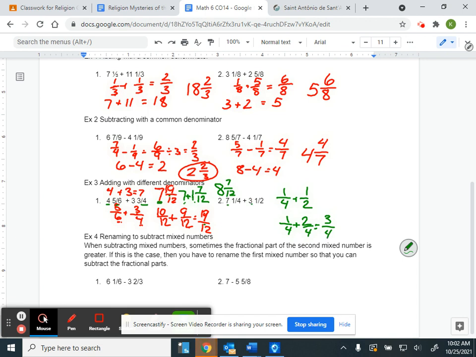Then we want to add our whole numbers together. 7 plus 3 is 10. We're going to put them together. 10 and 3/4. Am I done? I am done. I can't get 3/4 any smaller. So sometimes you'll end up with that improper fraction that you need to switch over. Sometimes you just end up with a simplified fraction already.